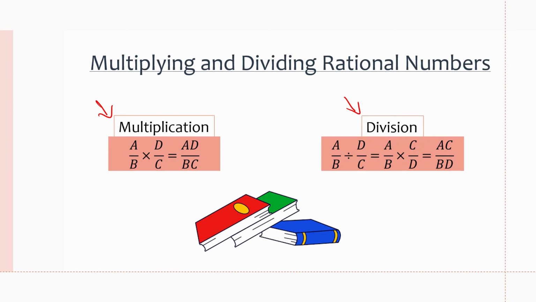So we can see that we're going to use very similar processes to solve multiplication or division questions. In division, all we do is flip the second rational, and then we just multiply, using the same blueprint as we used in multiplication. We multiply the numerators, multiply the denominators, and we get the multiplied numerators over the multiplied denominators.